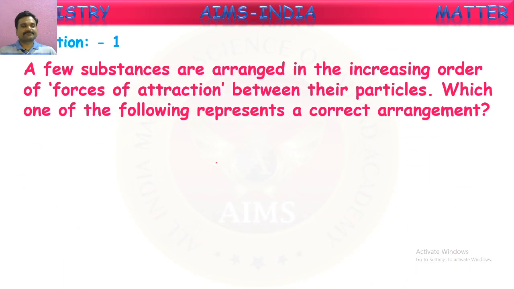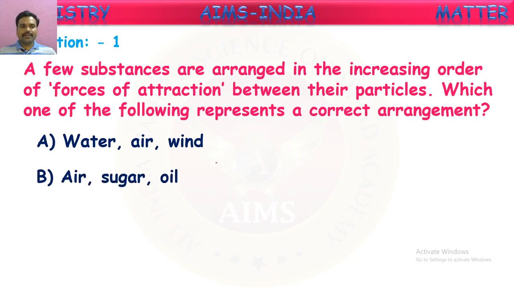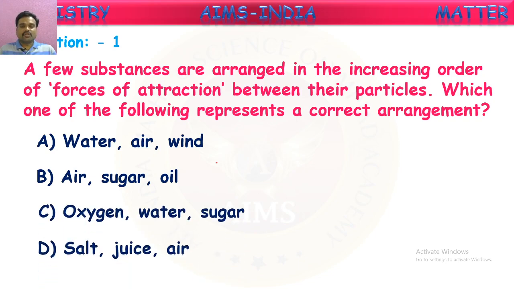The first question is: a few substances are arranged in the increasing order of force of attraction between their particles. Which one of the following represents a correct arrangement? Here they are going to use certain forms of matter. We have to observe in which option the correct arrangement is given in the increasing order of force of attraction of particles. See the options given: water, air, and wind; air, sugar, and oil; oxygen, water, and sugar; salt, juice, and air.